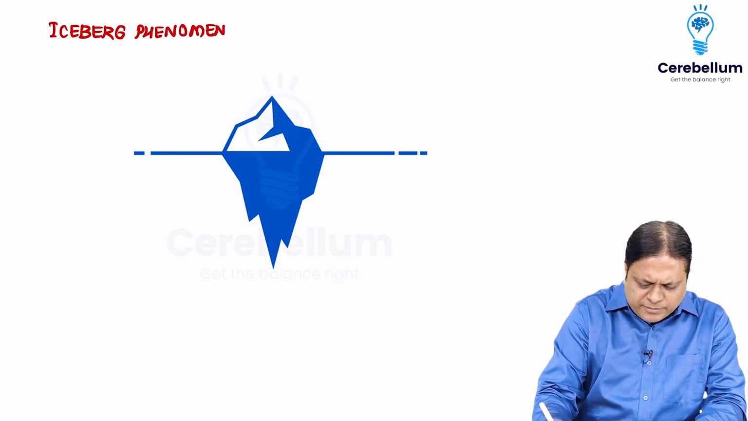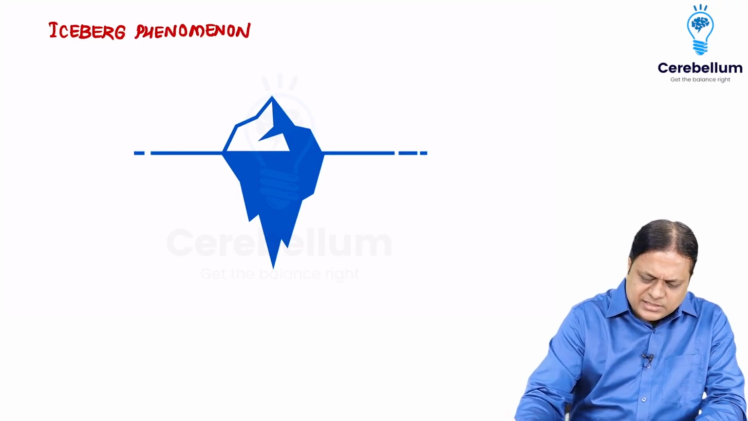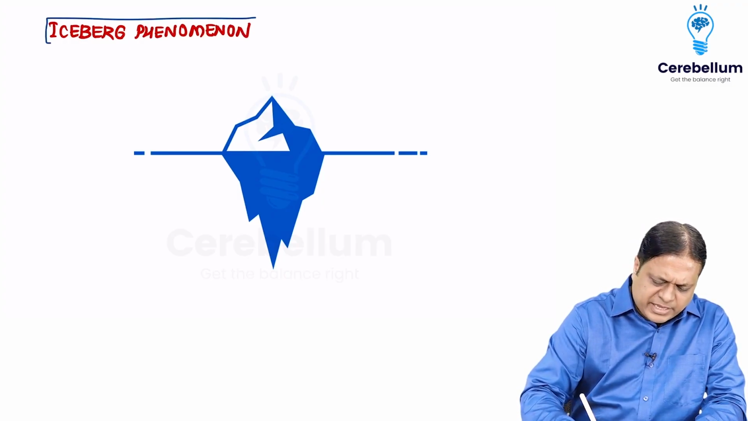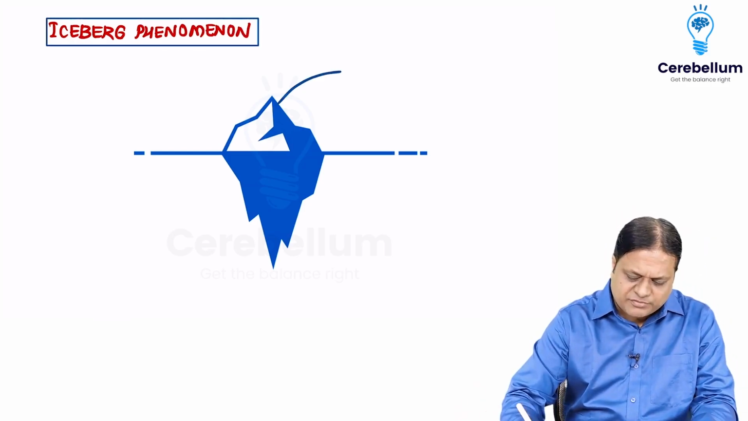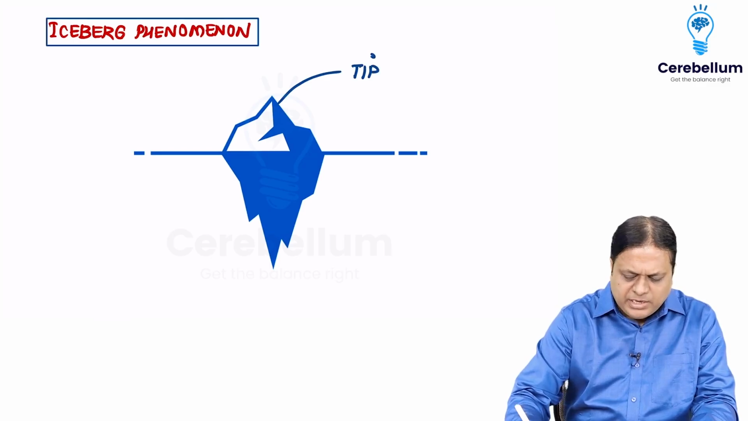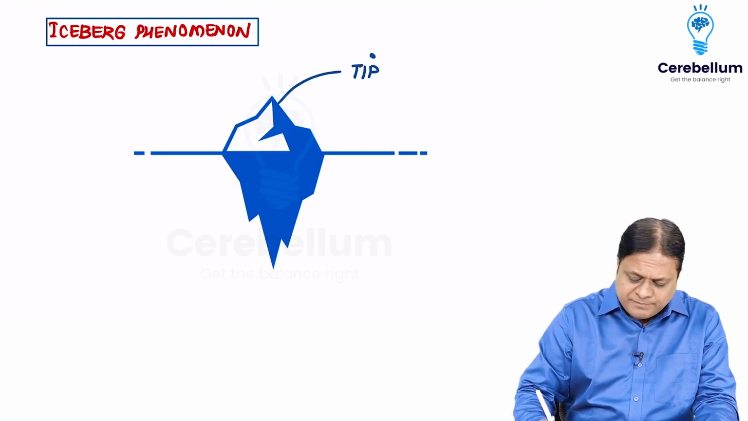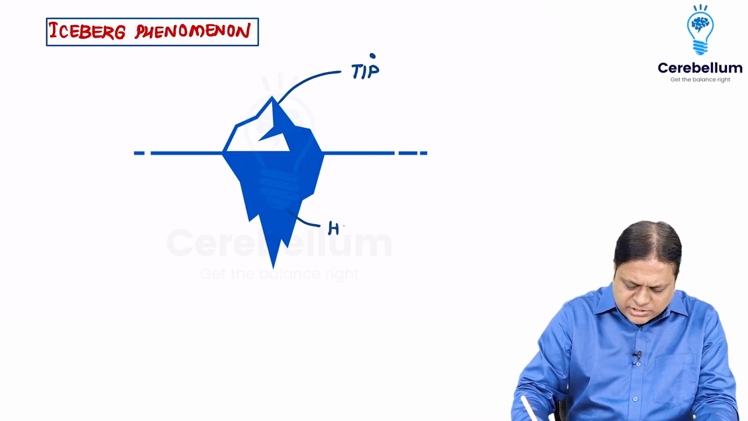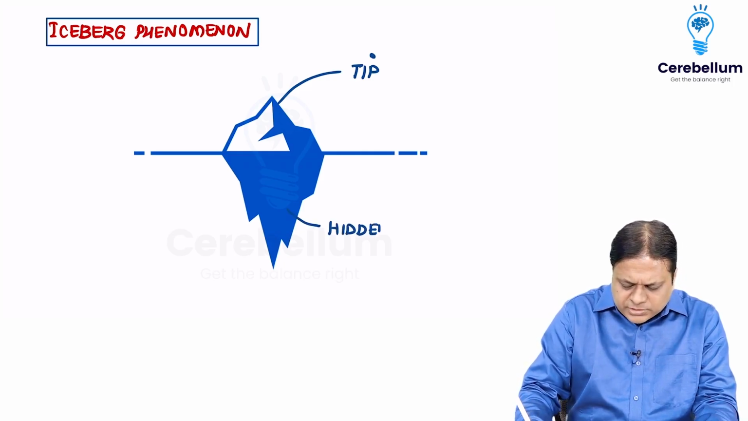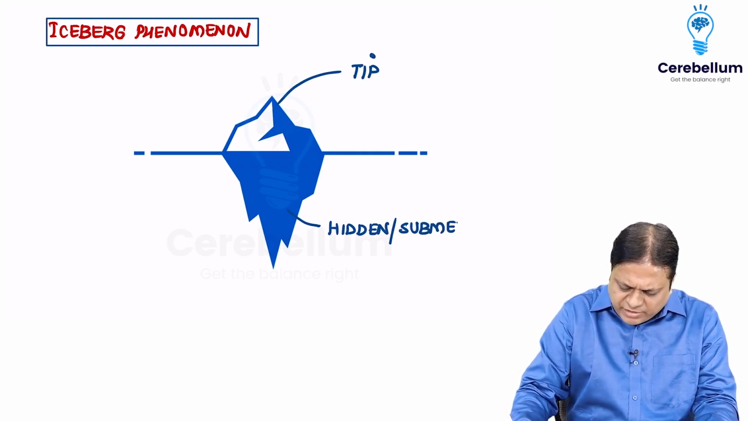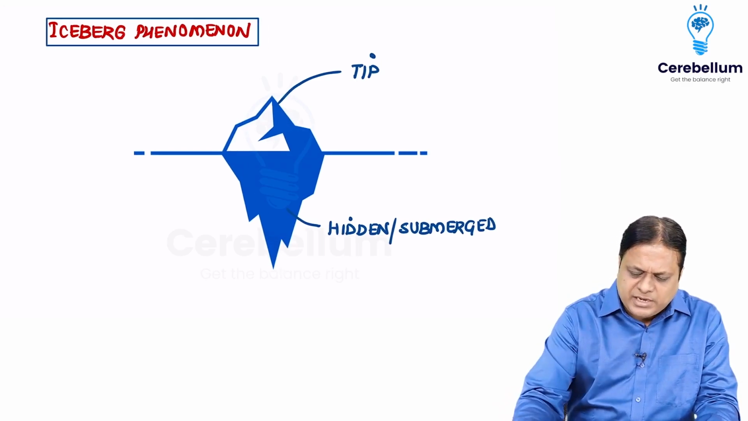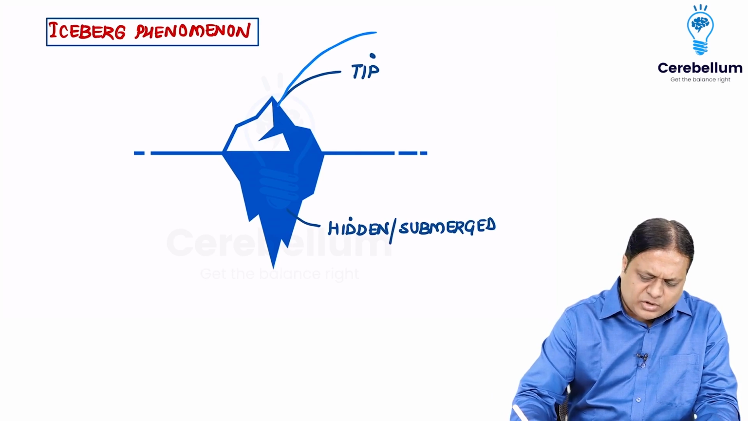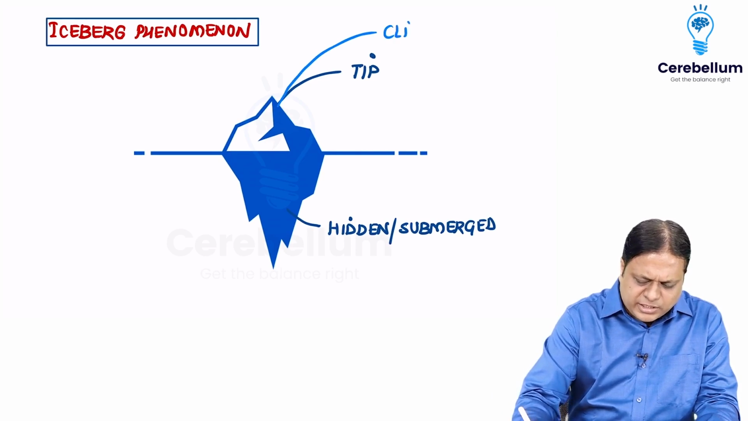If you consider iceberg to be a disease, we know iceberg has a small tip visible above the water surface, maybe 8 to 10 to 20%, but the major portion is the hidden or the submerged part. Now, if both are having disease, what does the tip represent? Tip actually represents your clinical cases.